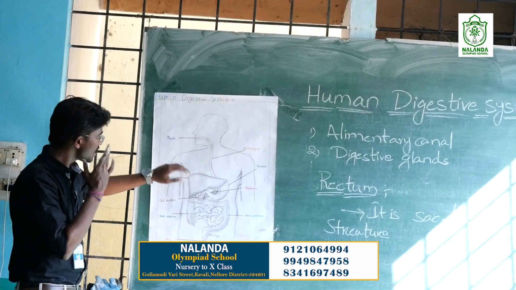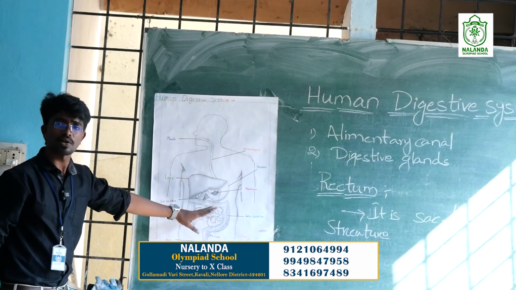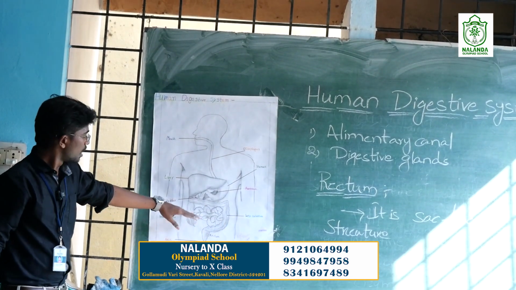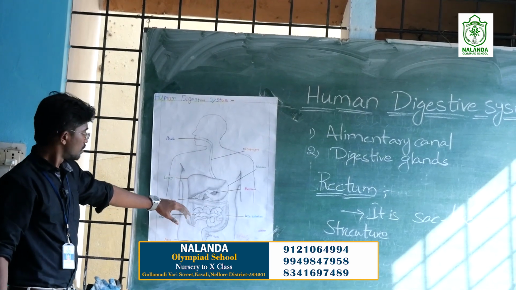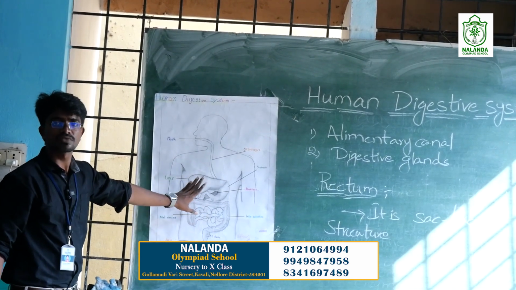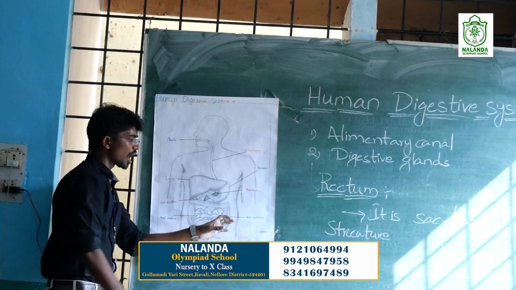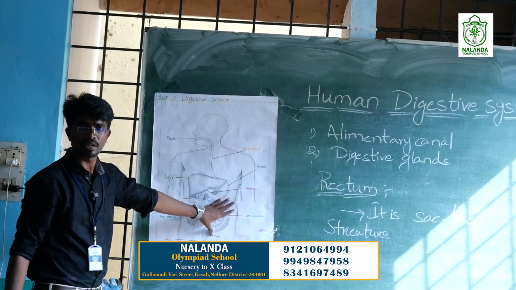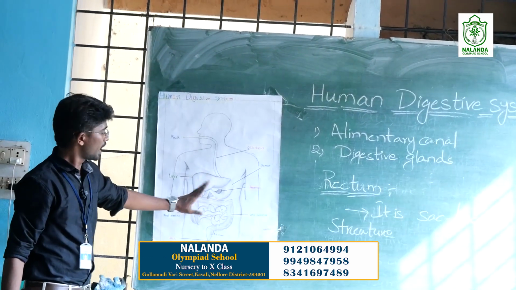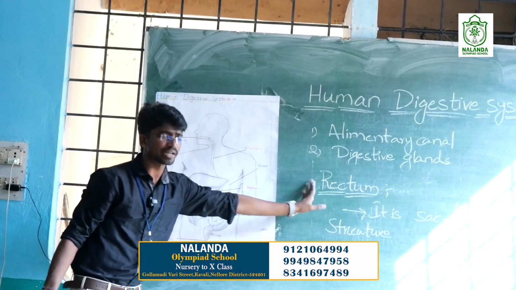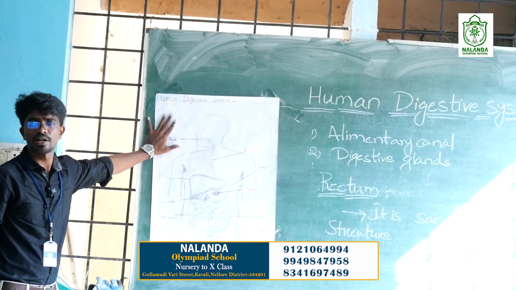Here the small intestine has finger-like projections called villi, and it absorbs the nutrients from the food and transports them for the various functions of the body, and then it enters into the large intestine. It absorbs the water and the salt contents in the undigested food, and then it enters into the rectum and the anus. So this is the human digestive system.